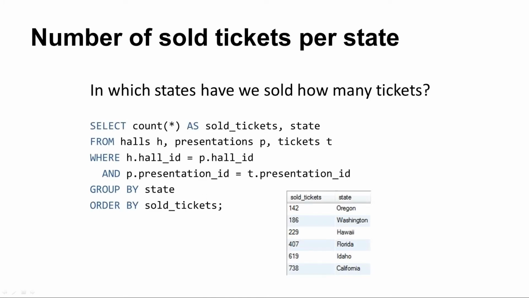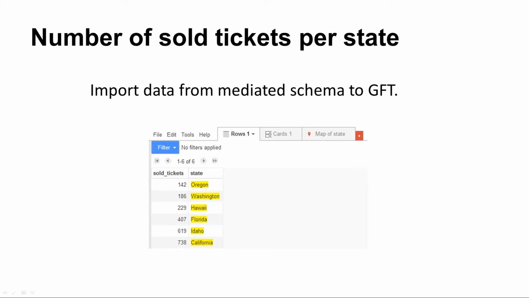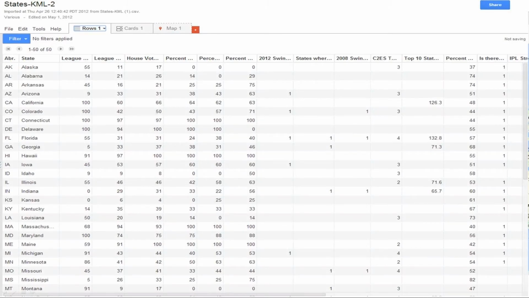For our first Google Fusion Tables visualization, we wanted to display how many tickets we have sold per state. Of course, we already have this information in our internal databases. A simple query, as displayed here, extracts the relevant data, which we then export as a .csv file and import into Google Fusion Tables. The result of the import can be seen here. Same data, but now in the Google Fusion Tables interface.